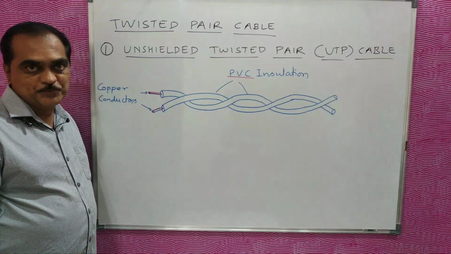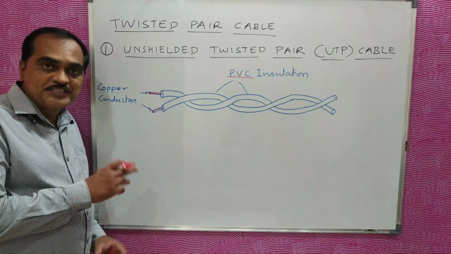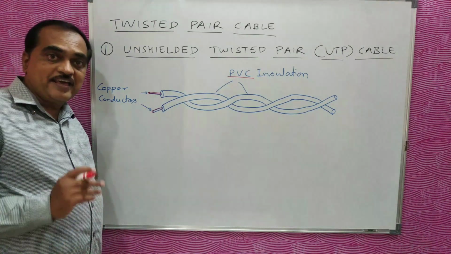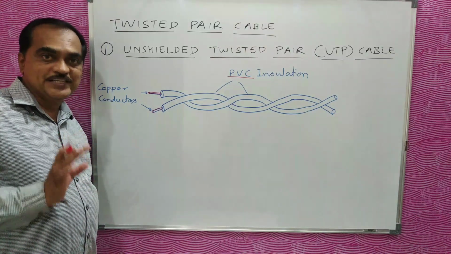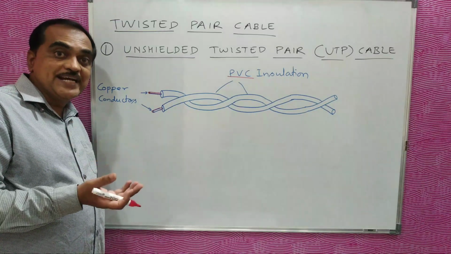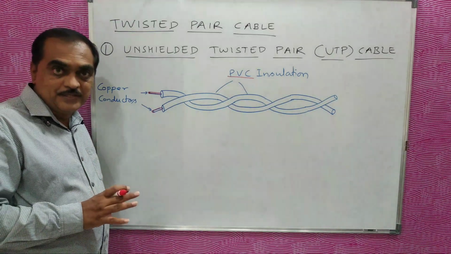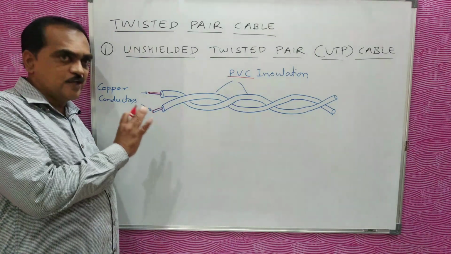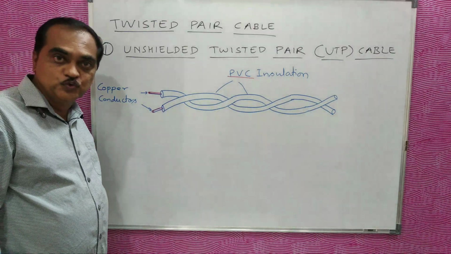Here, when the wires are twisted, each wire is exposed to the outside interference equally. Each wire can pick up outside interference, unwanted signals, equally. That is why the twist comes into use.